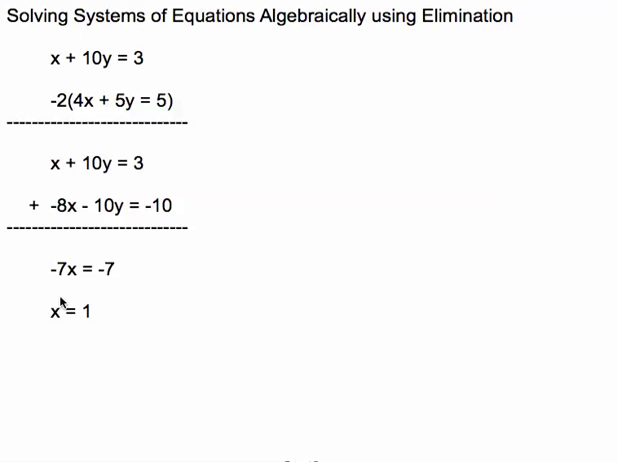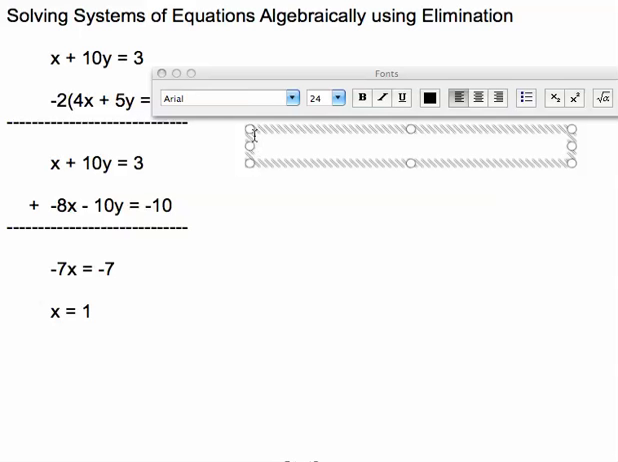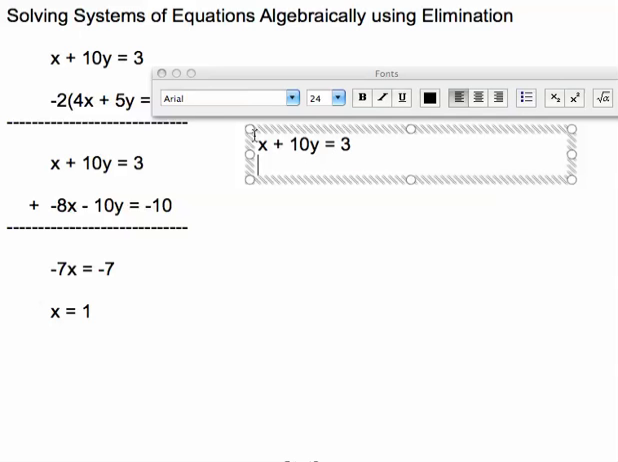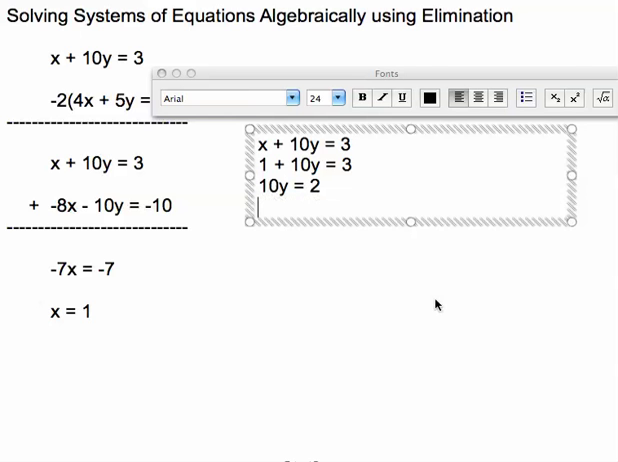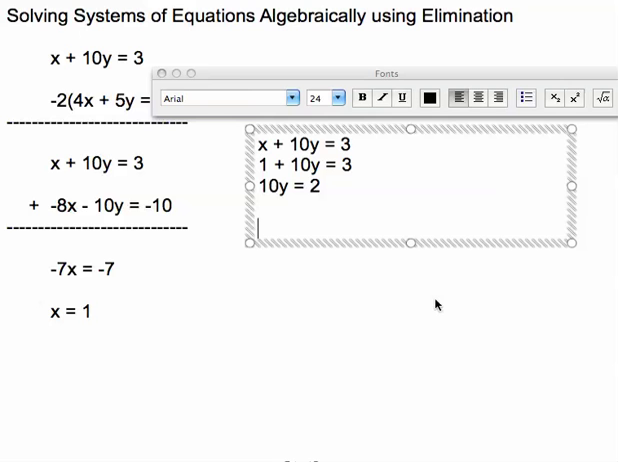Now, once you get x, remember, all you have to do is take that x value and substitute it into one of the two original equations to find y. So I'm going to choose the top one, which was x plus 10y equals 3. The value of x is 1, so 1 plus 10y equals 3. Subtract 1 from both sides, so you end up with 10y equals 2. And don't be tricked, you can get fractions. So when I divide both sides by 10, I get y equals 1/5, which is 2 over 10.